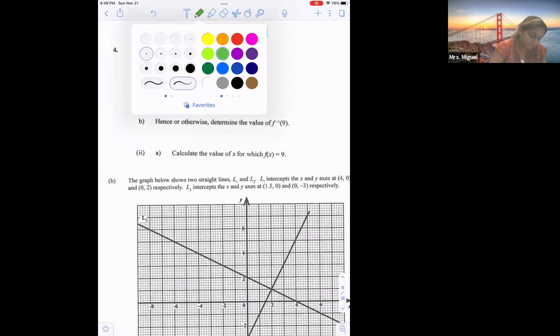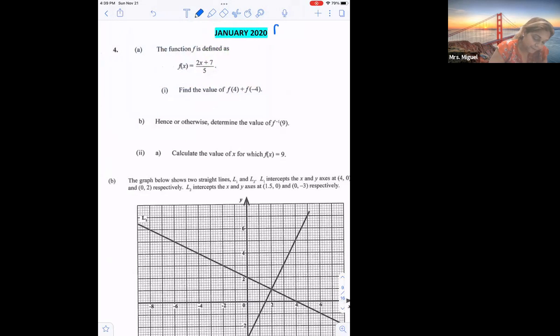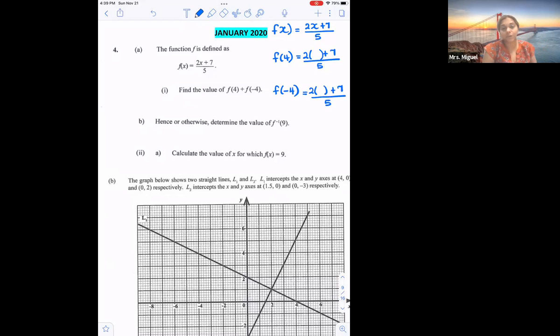So f of x is 2x plus 7 over 5. I want you to find f of 4 and find f of minus 4. So the 2 stays the same, the 7 stays the same, and the 5 stays the same. The only thing that is changing is the value of x. So take a minute and work out f of 4 and f of negative 4.